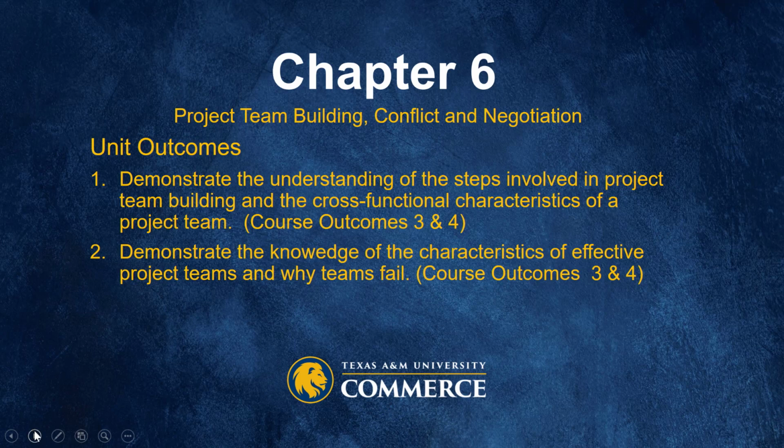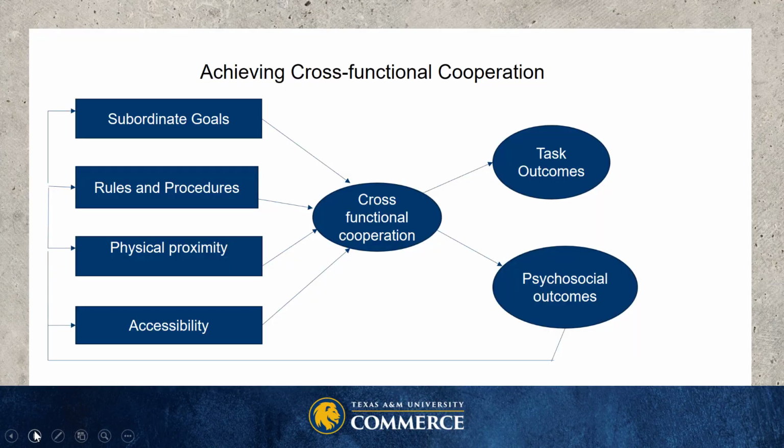So what are some of the tactics project managers use for effective team development? Some research has been done on this, and it covered some critical factors that contribute to cross-functional cooperation. So we have subordinate goals. Remember, our team is made up of different people from different functional areas, and that's true whether it's a projectized organization, a matrix organization, or a functional organization. These people come from different areas of the company, and they're going to have their own goals that may get in the way of someone else's goals.